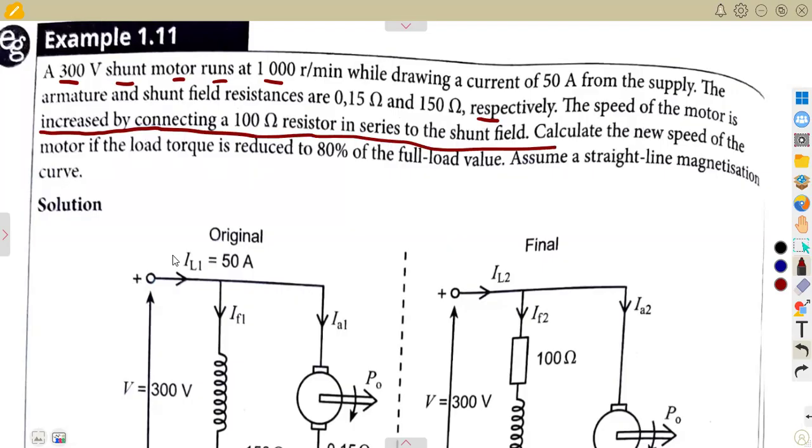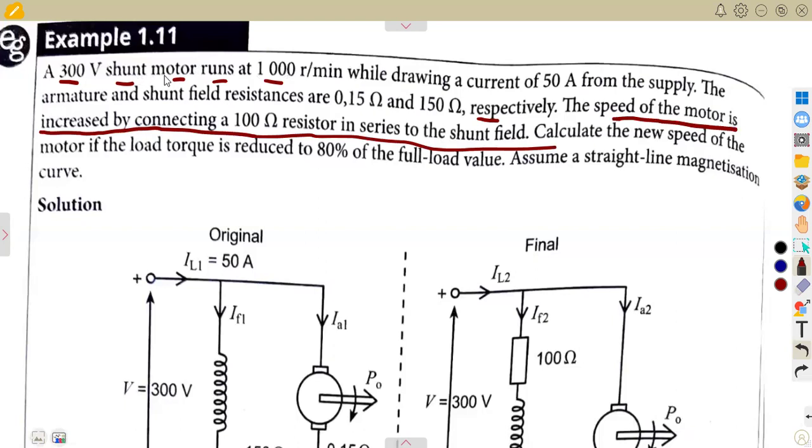We know that this is no longer just a normal question that we are used to. It's no longer just a shunt motor that we calculate those normal calculations. The speed of the motor is increased by connecting a 100 ohm resistor in series to the shunt field. In our previous case, we had a condition where a resistor was connected in series to the armature. But in this case, it is to the shunt field.